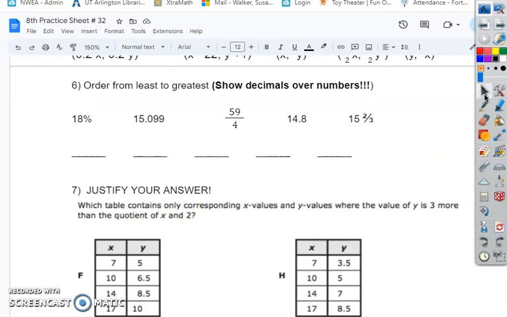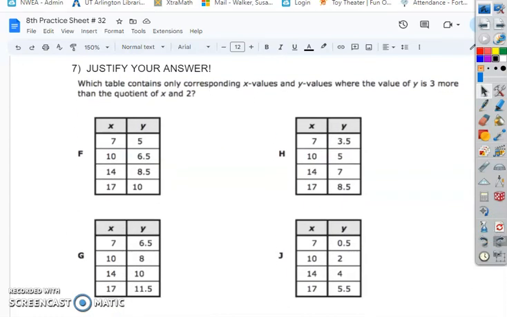Number 7, we have got to get in the habit of showing work on these. Even though it's multiple choice, it doesn't mean we don't need to show work. Guys, there will be multiple problems on STAAR where it's not multiple choice. We're just practicing some here, okay? Which table contains only corresponding x values and y values where the value of y is 3 more than the quotient of x and 2?